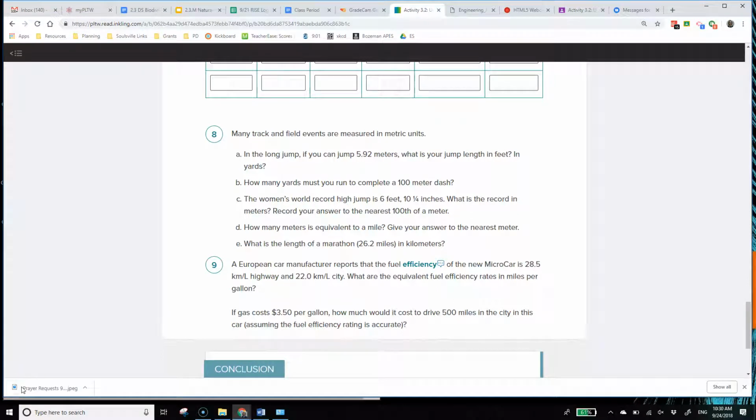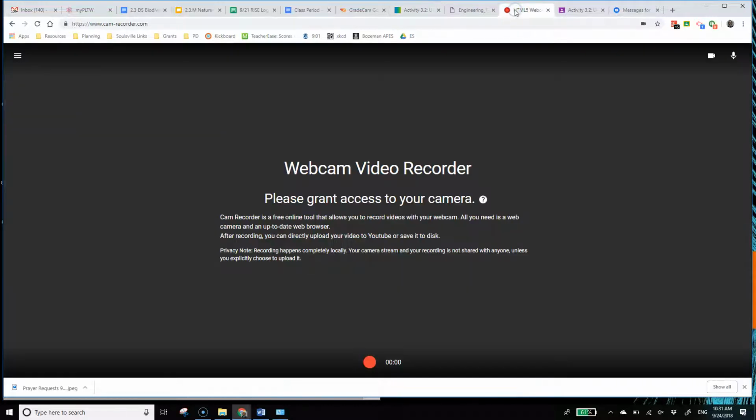All right, now we're moving to step eight. For this one, we're looking at track and field, a series of track and field events, and then we'll need to convert those into different kinds of measurements. So start with A, where it says you can jump 5.92 meters. What is your jump length in feet and in yards?